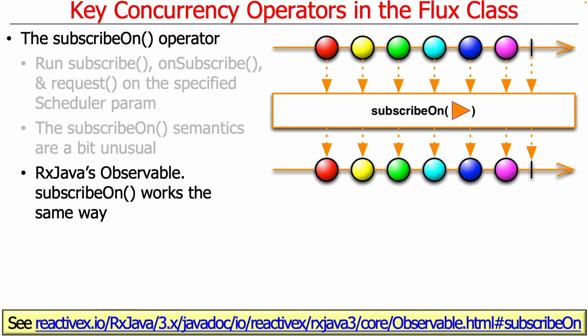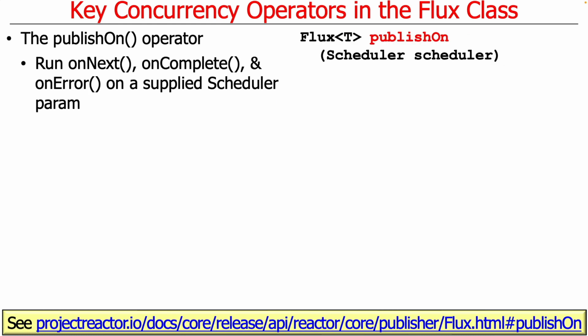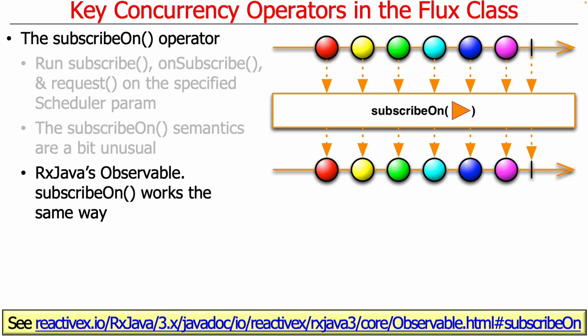To some extent, I like the parallel streams model a little better because it's a little bit more obvious what's going on, whereas this can be a little complicated at times. So that's subscribe on. And subscribe on is most commonly used to implement something called the flat map concurrency idiom, which we'll talk about later.